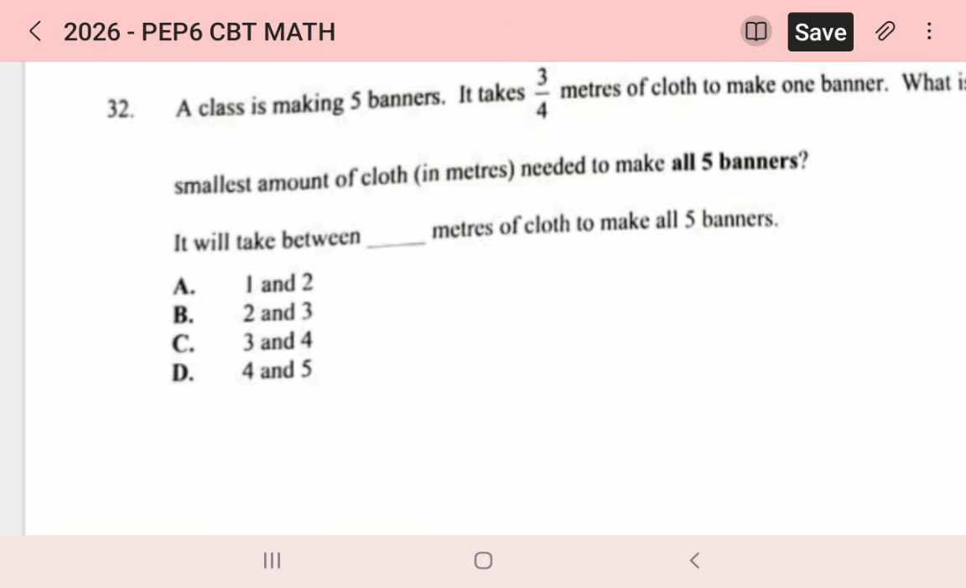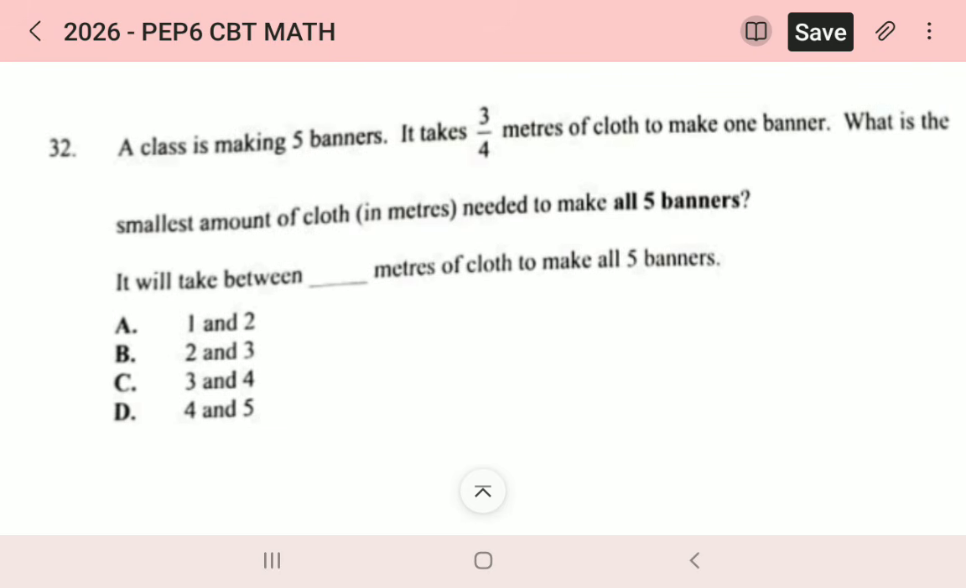All right, so let's look in meters. So you have 3/4 times 5. Let's go.